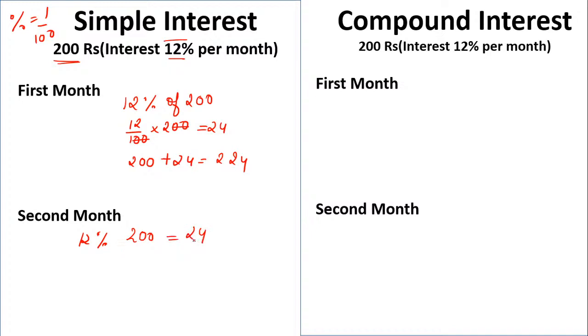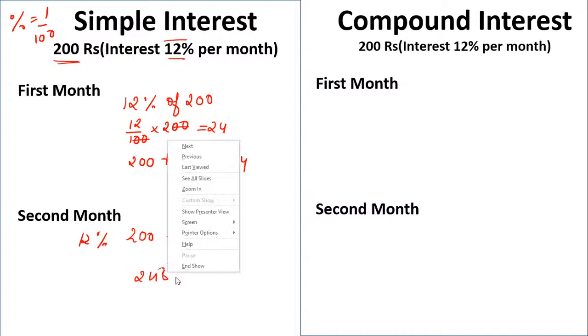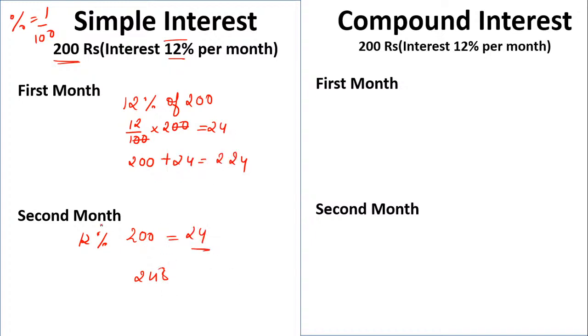So the first month it was 224. Now you'll have to give an additional 24, so the second month will be 248. So the total profit you earned is, the first month you have to give 24, and the second month also is 24. So in simple interest, the amount is fixed.